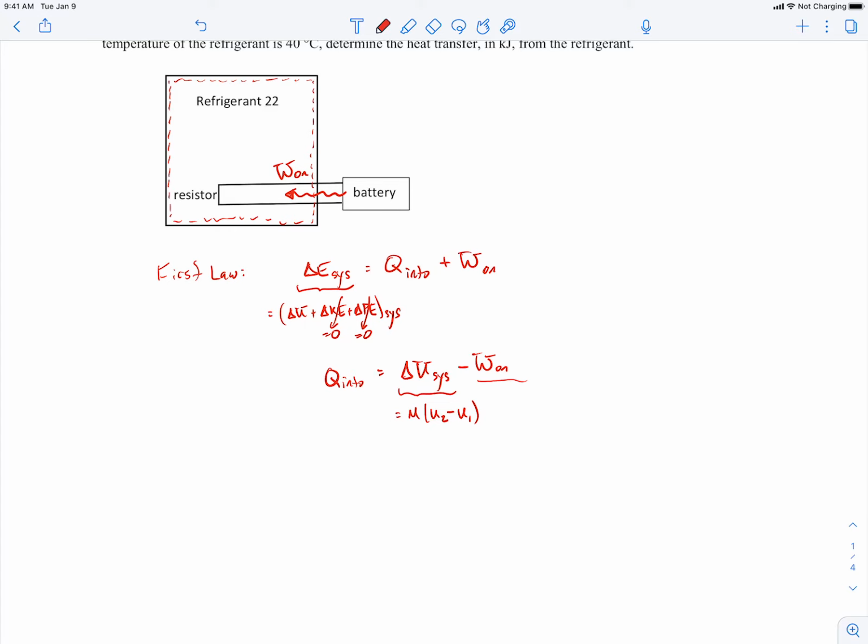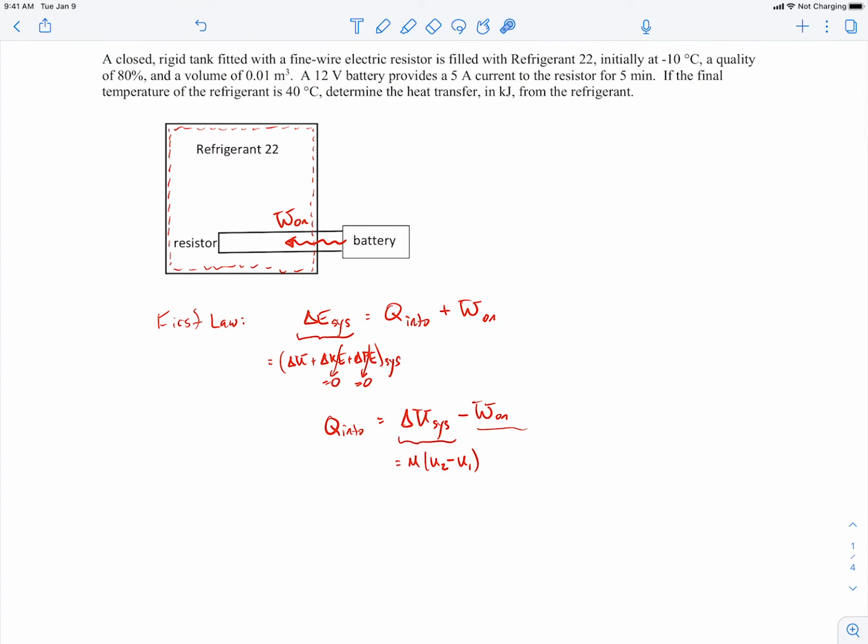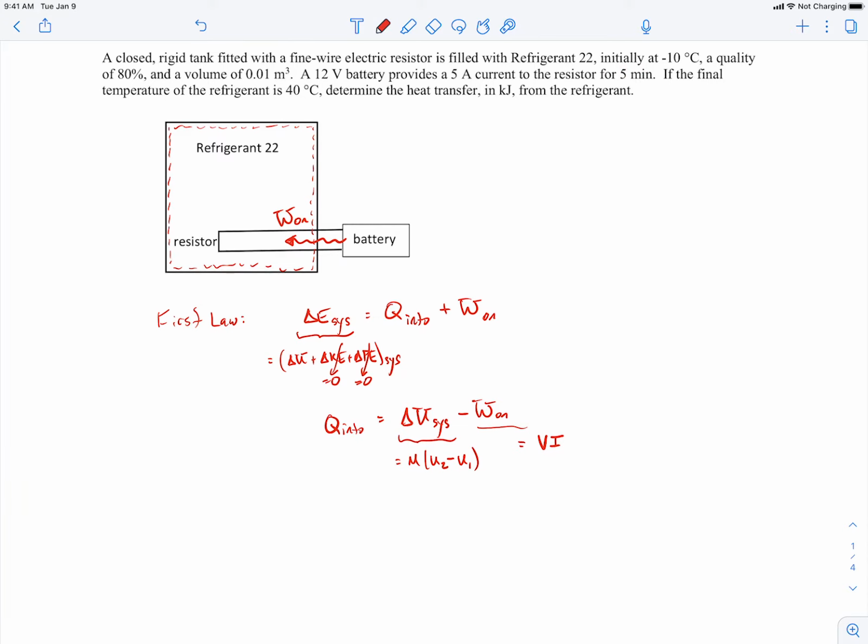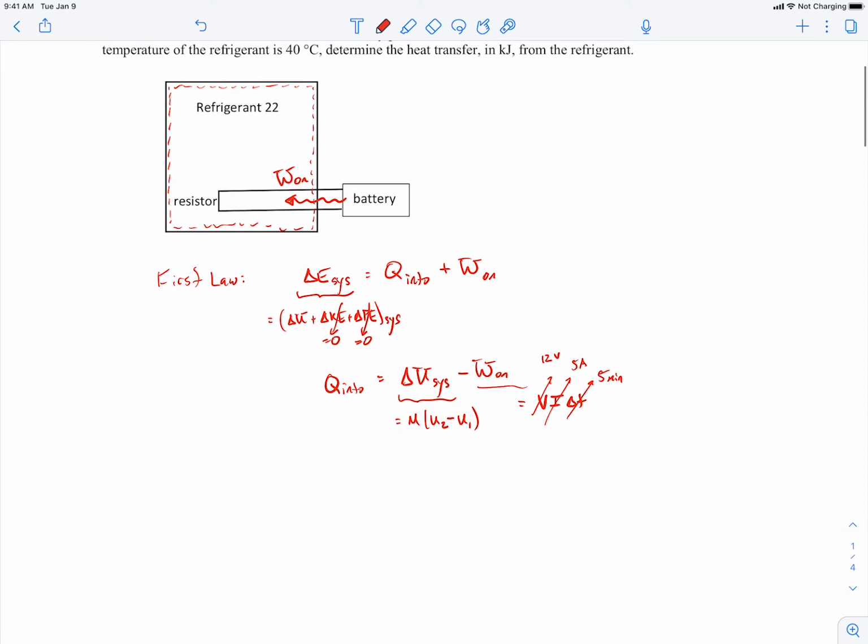The work done on the system is electrical work, and we're told that we have a 12-volt battery providing 5 amps of current, so the power associated with that, assuming that the voltage and current are constant, will just be the voltage times the current. That's the power, and it's operating for 5 minutes, so I'm going to just write that as delta T. So the voltage here is 12 volts, the current is 5 amps, and the time is 5 minutes. There's some unit conversions you'd have to do to convert that over to kilojoules, for example.